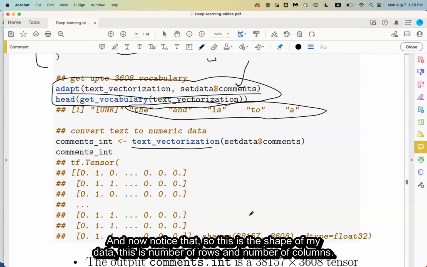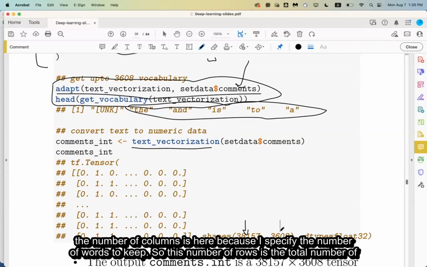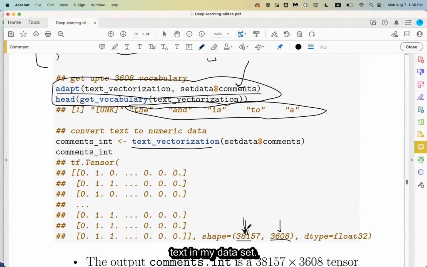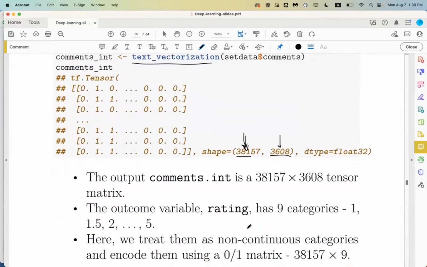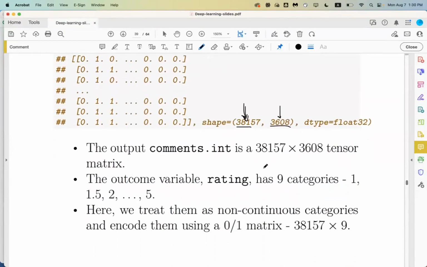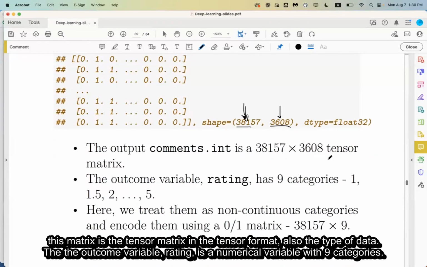And now notice that, so this is the shape of my data. This is the number of rows and number of columns. The number of columns is here because I specify the number of words to keep. So this number of rows is the total number of text in my data set. This matrix is a tensor matrix in the tensor format. It also tells you the types of data.